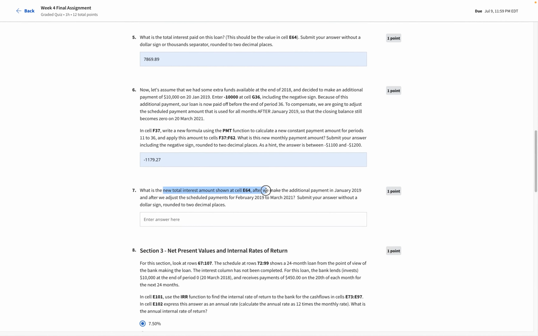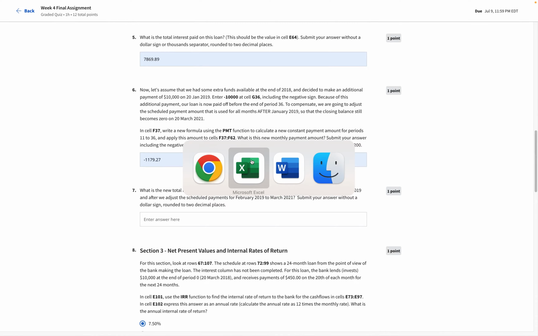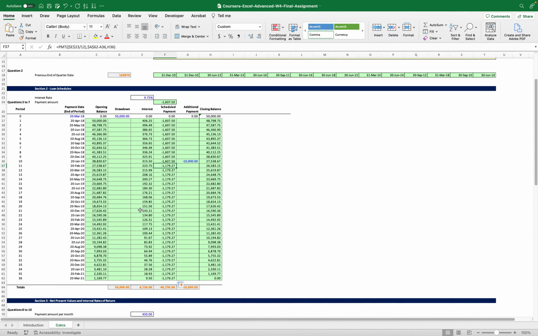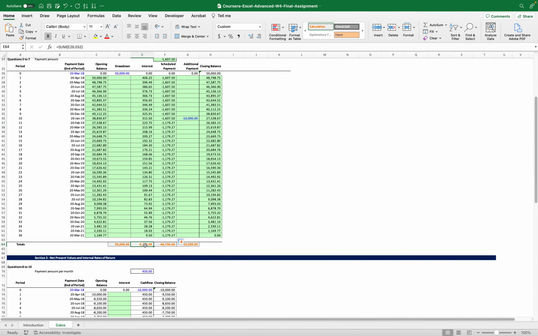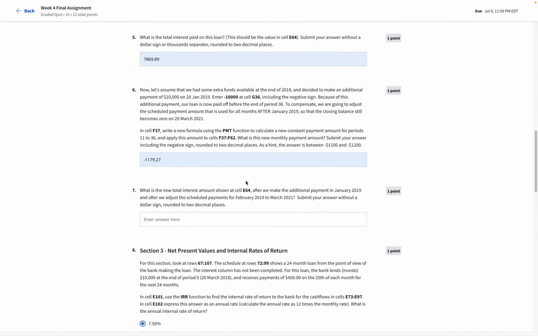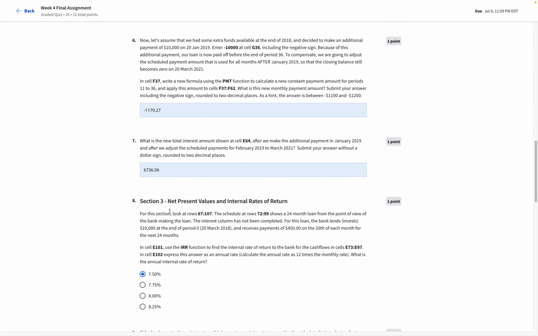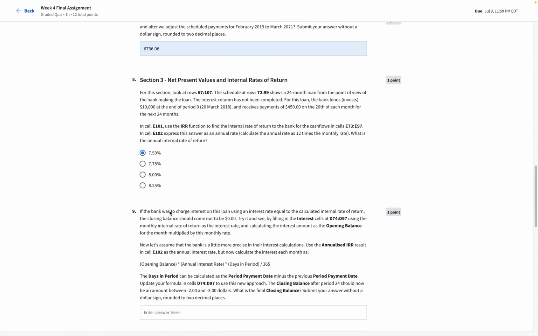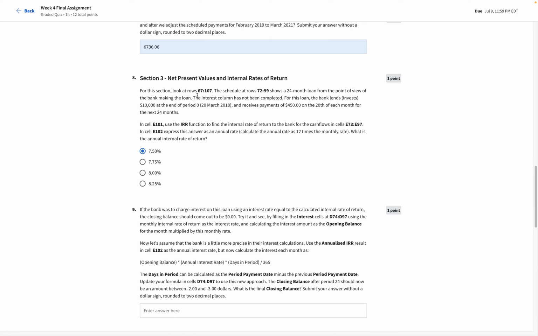And then they want the new total interest on the loan. And the new total interest, if we just sum the new interest up, will be $6,700. Now we're going to move on to net present value and internal rates of return. So we'll take a look at row 67.